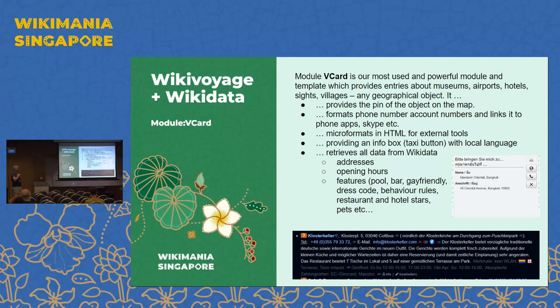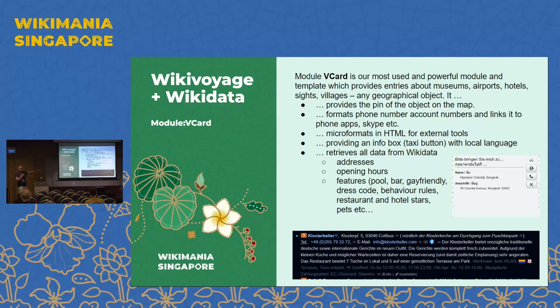So the biggest module is our V-card. It provides information about all places that are in articles: restaurants, museums, temples, whatever. This module creates all the information. It creates the pin on the cartographer's map. It creates microformats for external tools to save the addresses or phone numbers automatically. It formats the phone numbers so that you can easily call or Skype this place. And there's an info box that you can create with just a button.